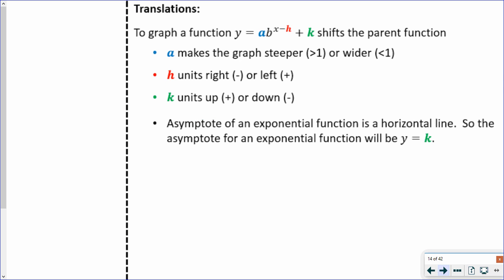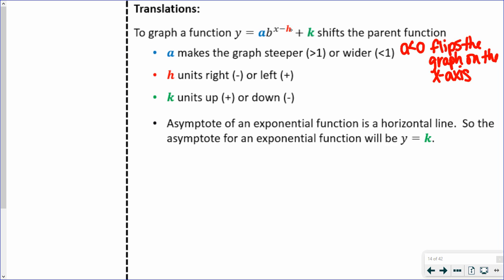Okay. So again, this is the same from the previous day of exponential growth. Translations are the same. The A, if it's bigger than 1, makes it steeper. If A is less than 1, then it makes it wider. And also remember, if A is negative, meaning A is less than 0, then it flips the graph on the x-axis, which is what that last one did. We had a negative value for A, so it flipped it on the x-axis, and it was 3, so that means it made it steeper.